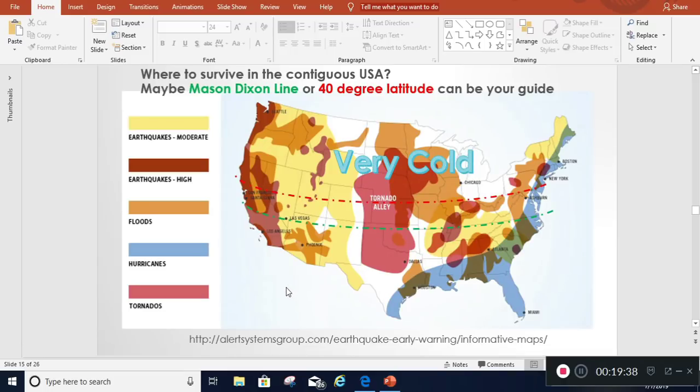All right, so I found this chart on, I think this is USGS or something, but this is all the different types of climatic environmental type risks that you can have. So you have earthquakes, floods, hurricanes, tornadoes. And so when you look at this map, you're trying to find a safe zone, but you're also looking at these lines, because this is the 40-degree latitude, and then this is what they call the Mason-Dixon line.